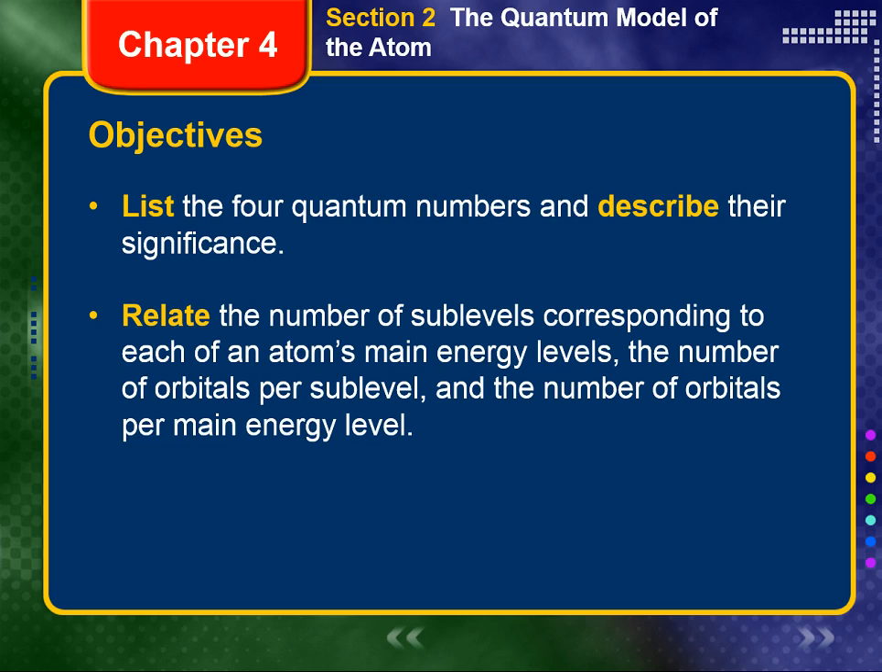At this point, you should be able to list the 4 quantum numbers and describe their significance, and relate the number of sublevels corresponding to each of an atom's main energy levels, the number of orbitals per sublevel, and the number of orbitals per main energy level.